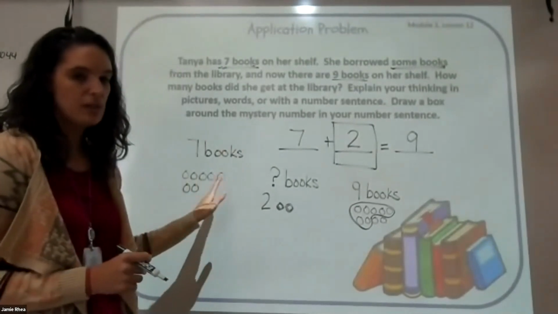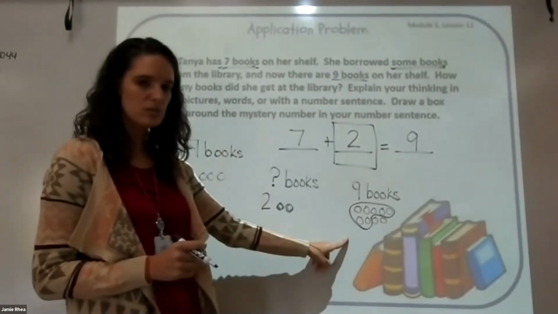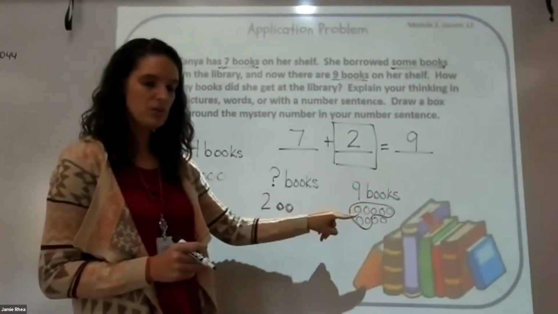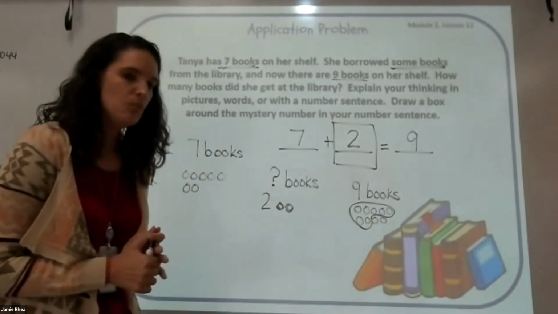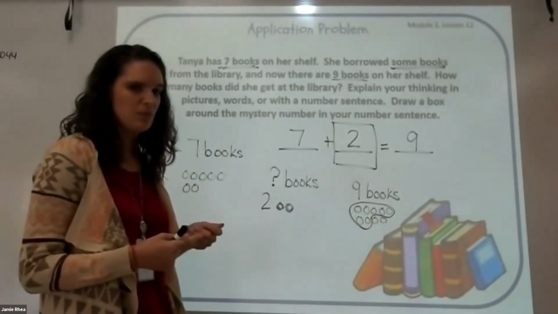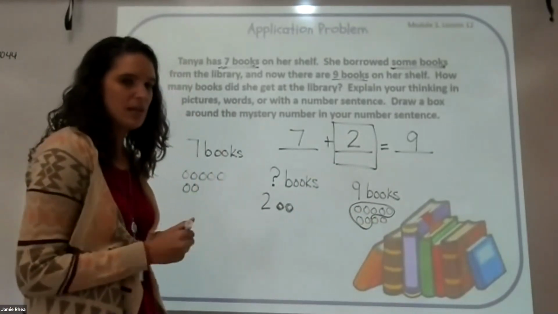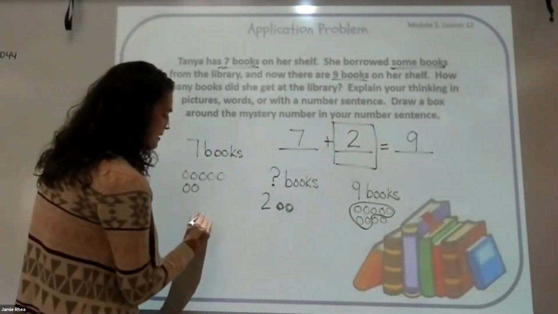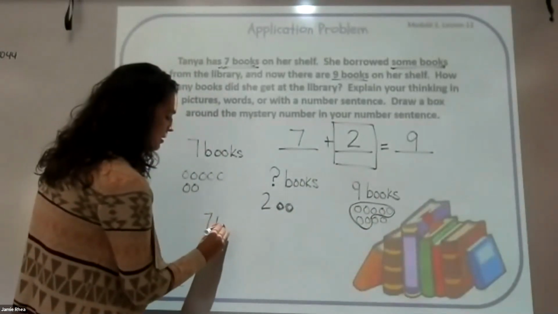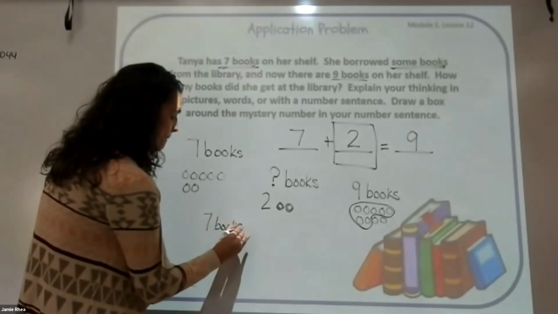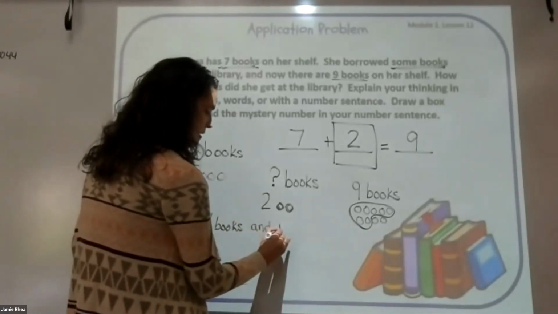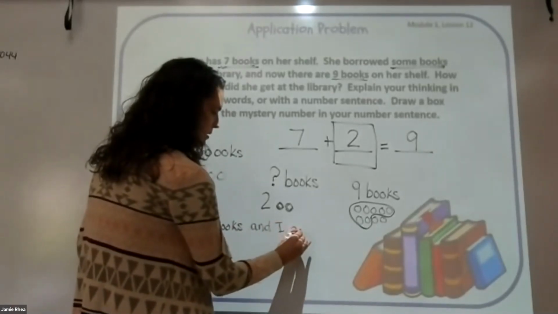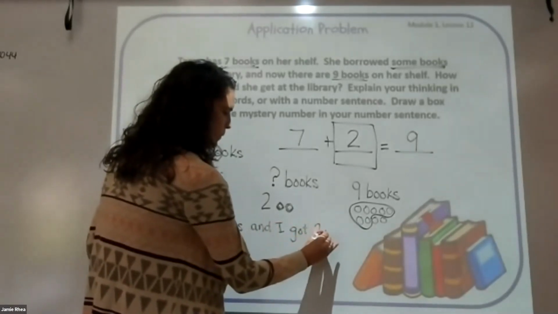Now you could have used your count on strategy, or you could have circled to see how many were on our shelves already and how many we collected from the library. Remember, you can do this a bunch of different ways and it's still the right answer, okay? You could say that I had 7 books and I got 2 more.